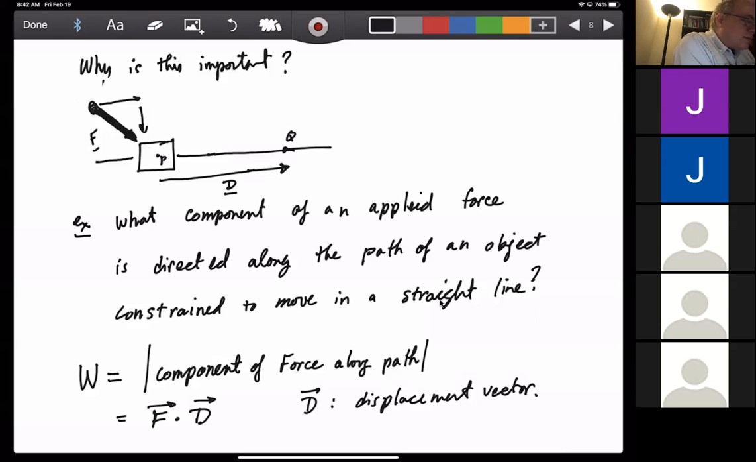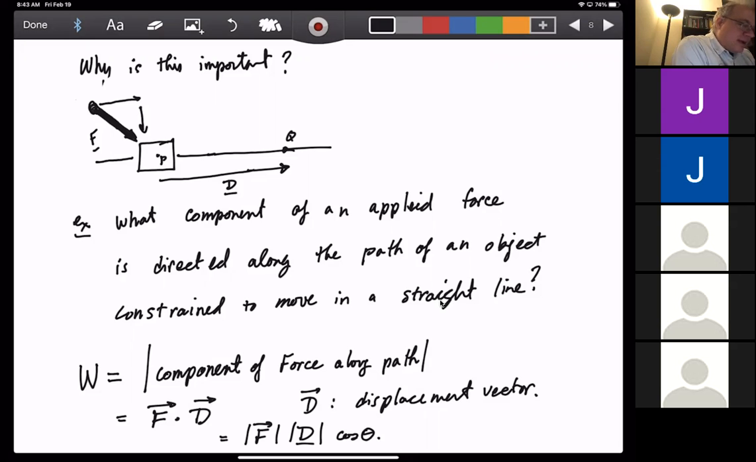Right, so the work depends on the size of the force that you're applying, the size of the component that you're applying, and the distance over which you apply it. And what is this? Well, that's just the length of F times the length of D times the cosine of the angle in between. And that's something you can work out if you actually know the angle between these two guys, right?